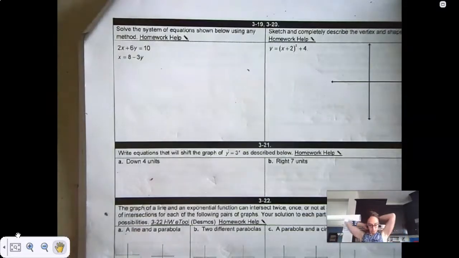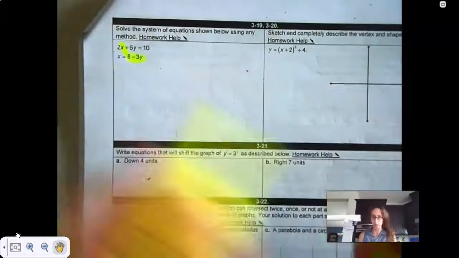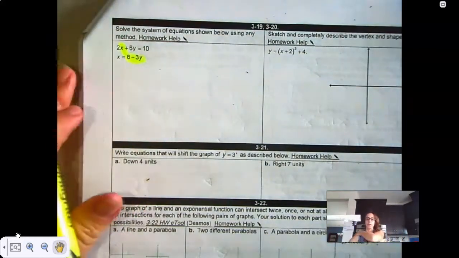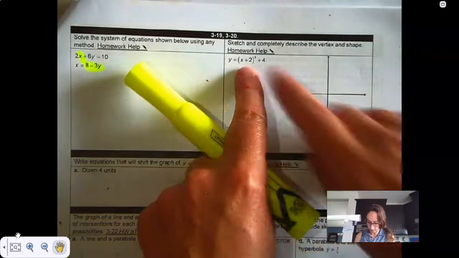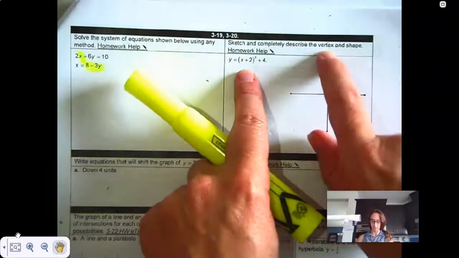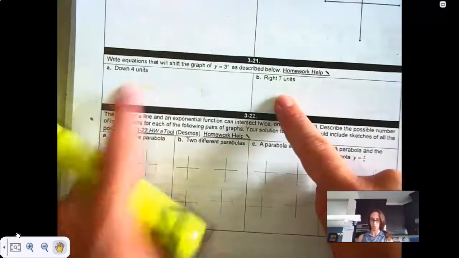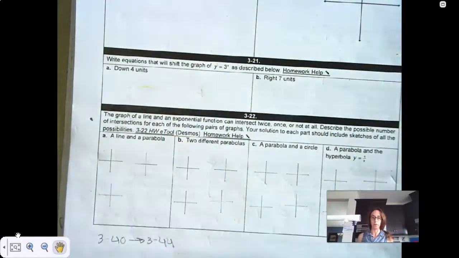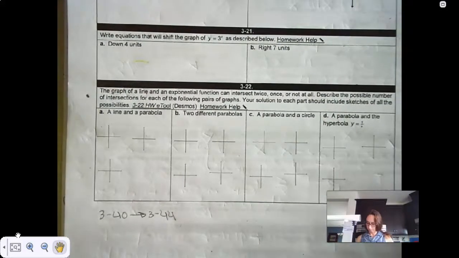This is solving a system. What I would do is take this and plug in. If you need help with this, please ask, because we will be doing more complex stuff. This is asking you to sketch it and describe the vertex and the shape. You know how to do that. Okay. This one is saying just create a new function, but down 4. So it's a transformation and a transformation. Don't overanalyze it. I'll do this last one with you as well.